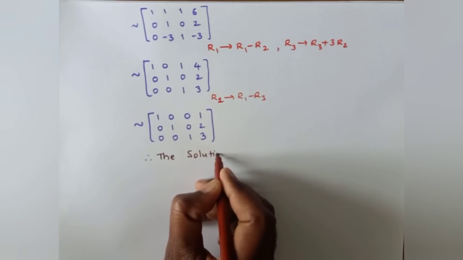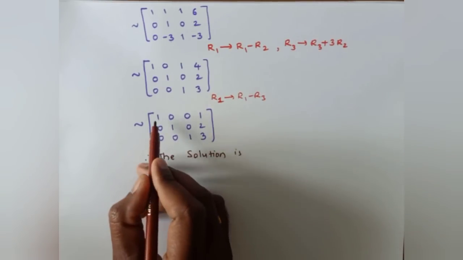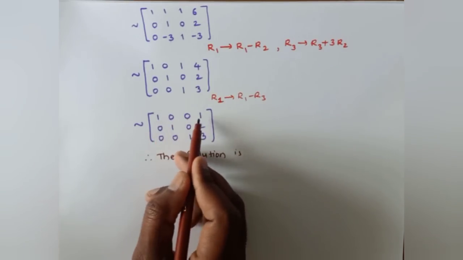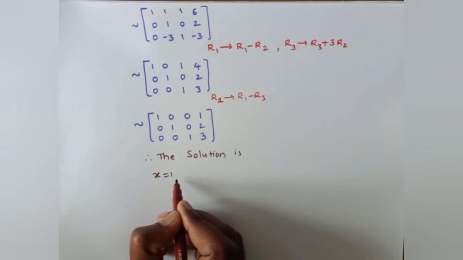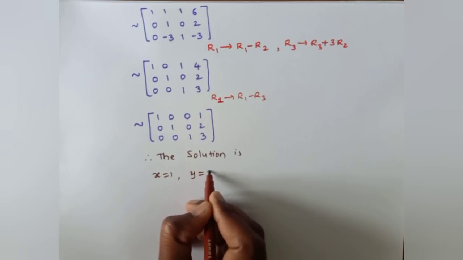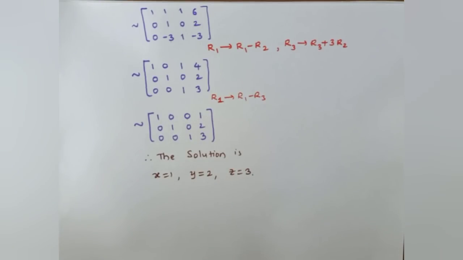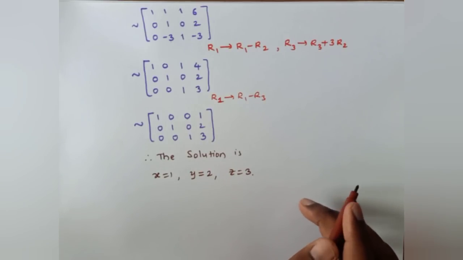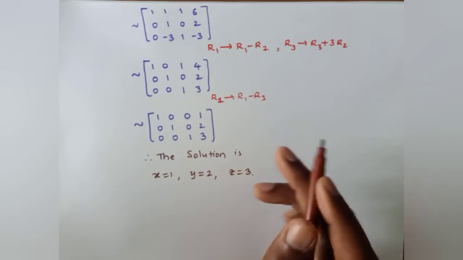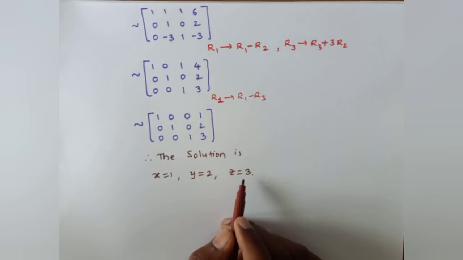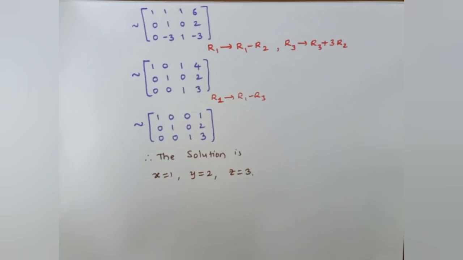The solution is, now what is x? x into 1 plus y into 0 plus z into 0 is 1, means x equal to 1. Directly x is 1. Next, y is 2 and z is 3. If you have any doubt, please cross check by substituting these three values in the given system. Put x equal to 1, y equal to 2 and z equal to 3 in the given system. That's it.